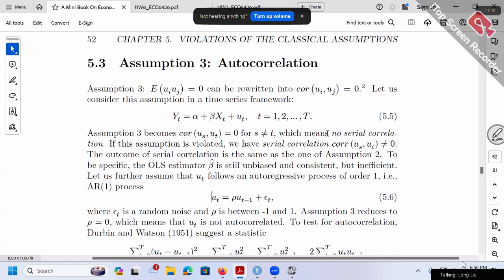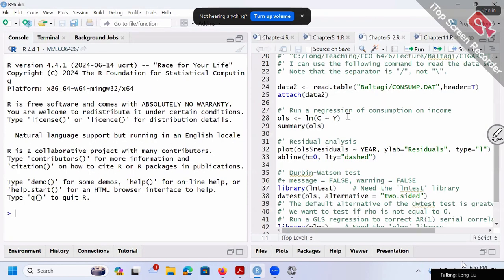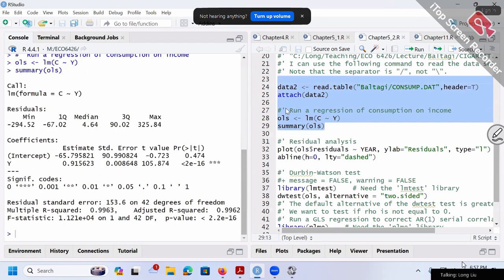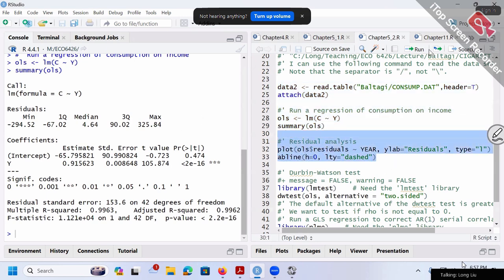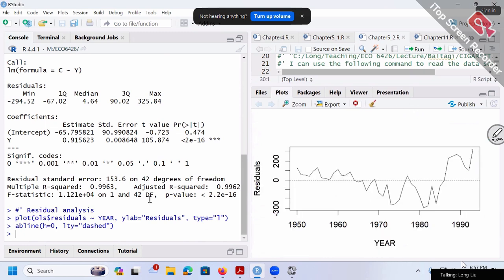Let's move on to issue number two. How do we test? Similarly, we can learn two ways: a quick graph way and also a formal test. Let's do an example from Gujarati's textbook. They run a regression of C over Y, where C stands for consumption and Y stands for income. This is an OLS regression. For residual analysis, let's plot the graph first and talk about it.